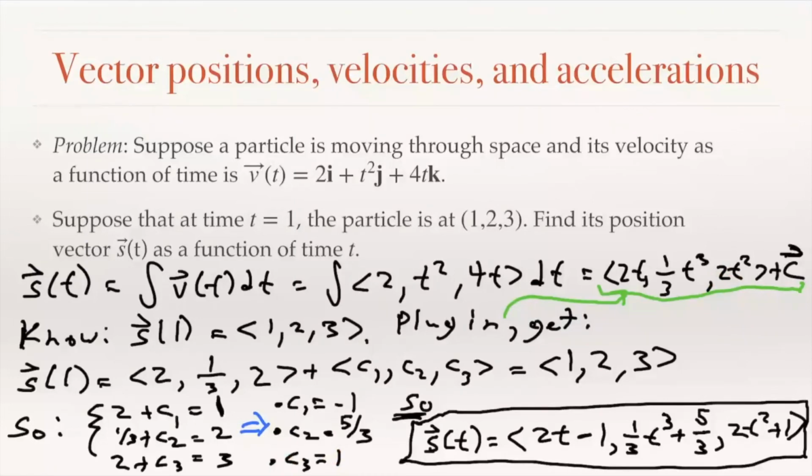Okay, so again, that was plugging the C1, C2, C3 into our general form for the position vector. So that was 2t plus C1, where C1 was minus 1, so 2t minus 1. Adding these together, 1/3 t squared. The second component of big C was 5/3, so 1/3 t squared plus 5/3, and 2t squared plus the third component of big C, which was C3, which was 1. So 2t squared plus 1.